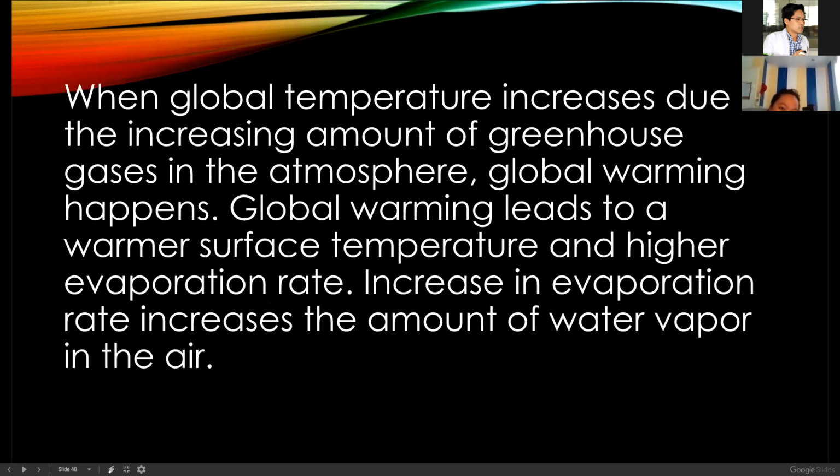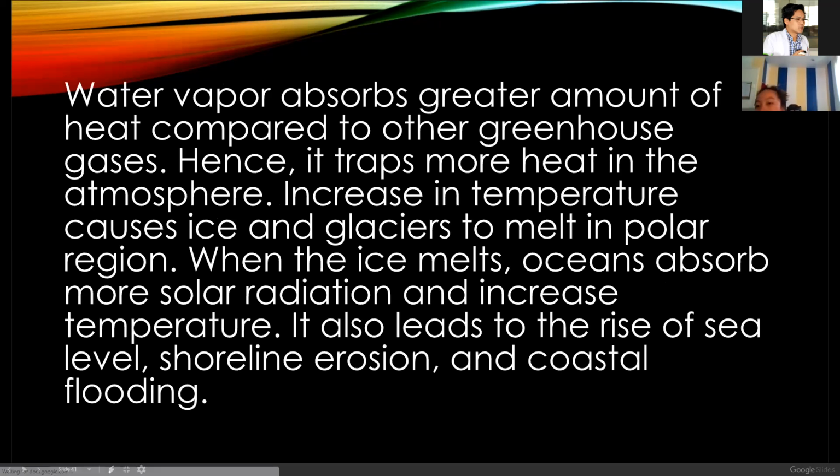When global temperature increases due to the increasing amount of greenhouse gases in the atmosphere, global warming happens. So this is now the phenomenon, global warming. Global warming leads to a warmer surface temperature and a higher evaporation rate. An increase in evaporation rate also increases the amount of water vapor in the air. Once there is increased water vapor in the atmosphere, the tendency is water vapor absorbs a greater amount of heat compared to other greenhouse gases, hence it traps more heat.